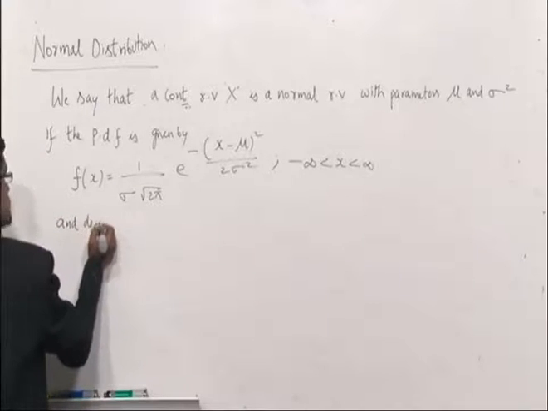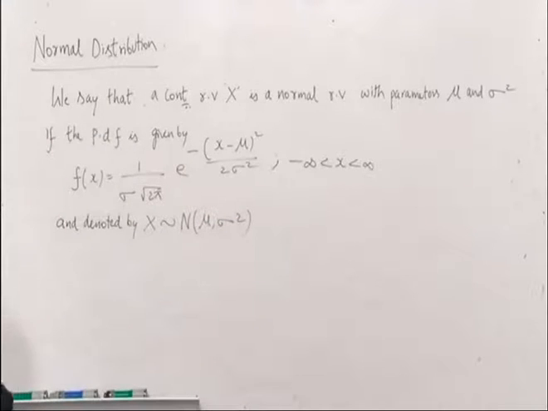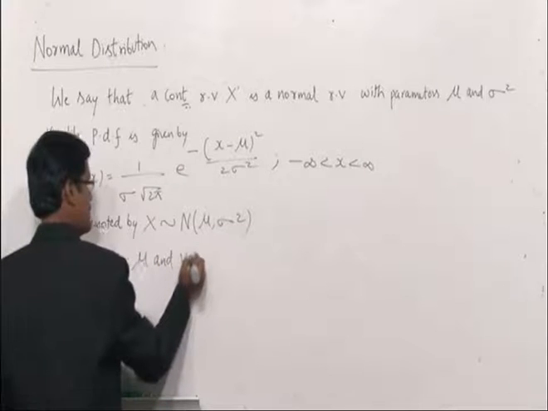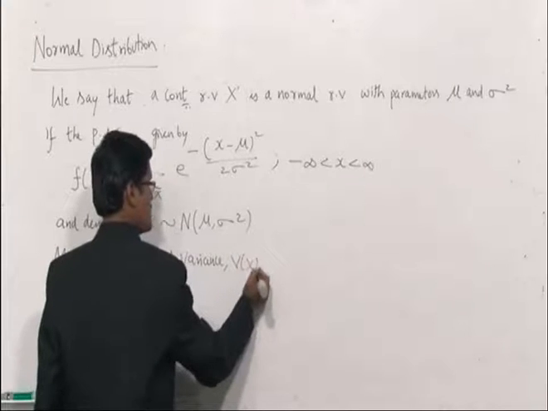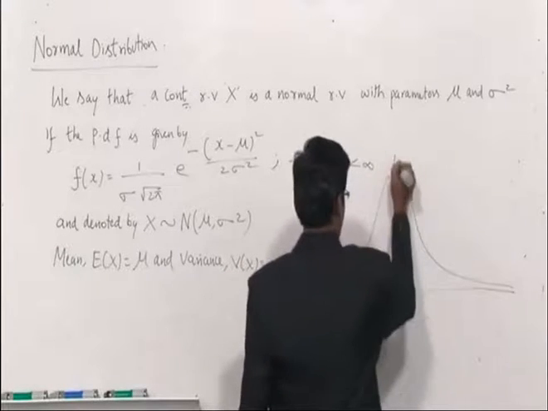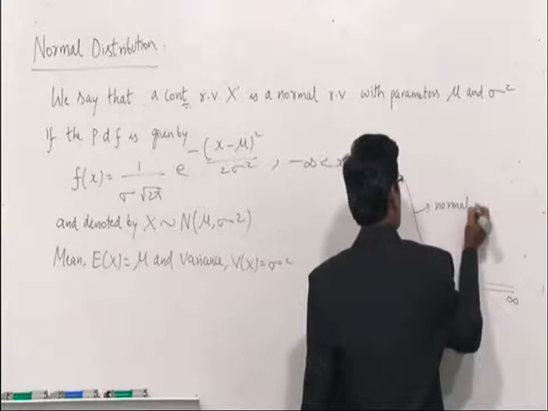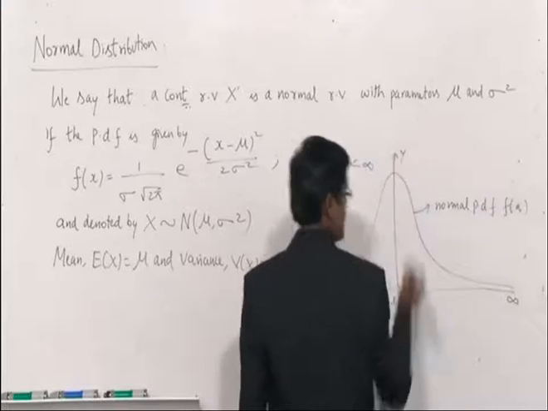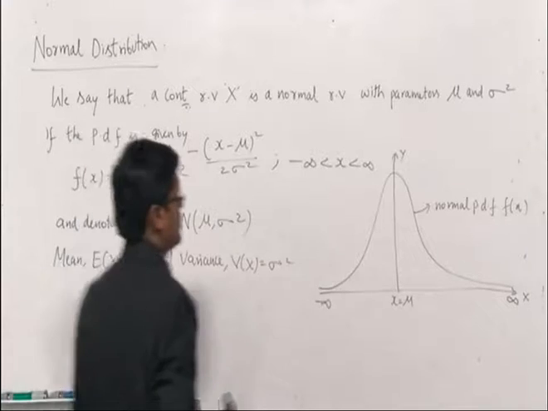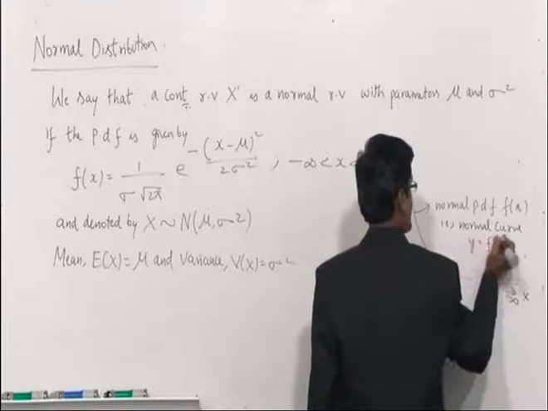This distribution is denoted by X follows a normal variable with mu, sigma square. Mean, expectation of x, is equal to mu, and variance, V of x, is equal to sigma square. The graph of this is: x is equal to mu, this is minus infinity, this is infinity, the normal PDF f of x, this is the y axis and this is the x axis. That is the normal curve y is equal to f of x.